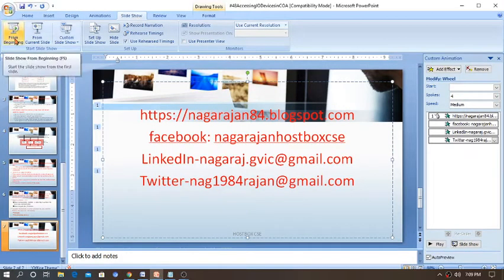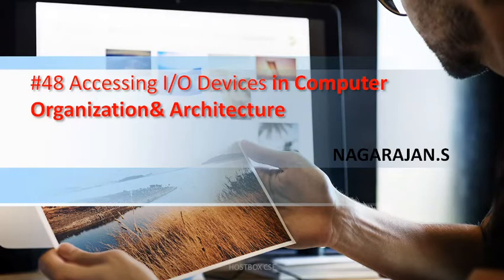In the previous session I explained about memory, secondary memory devices including hard disk, optical disk, magnetic and so on, which was a continuation of memory organization. Today we are going to cover the topic called accessing I/O devices in computer organization and architecture.